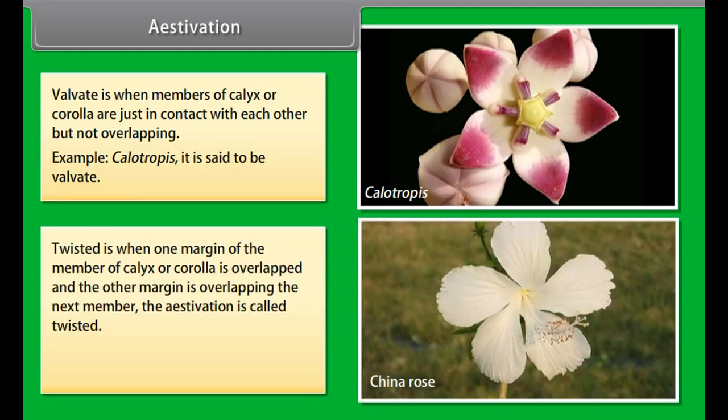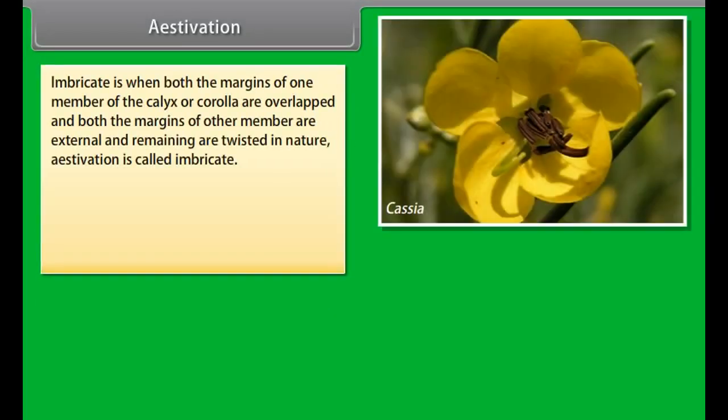Twisted is when one margin of the member of calyx or corolla is overlapped and the other margin is overlapping the next member. The estivation is called twisted. Example, China rose, lady's finger, cotton, etc. Imbricate is when both the margins of one member of calyx or corolla are overlapped and both the margins of another member are external and the remaining are twisted in nature. Estivation is called imbricate. Example, cassia, gulmohar, etc.